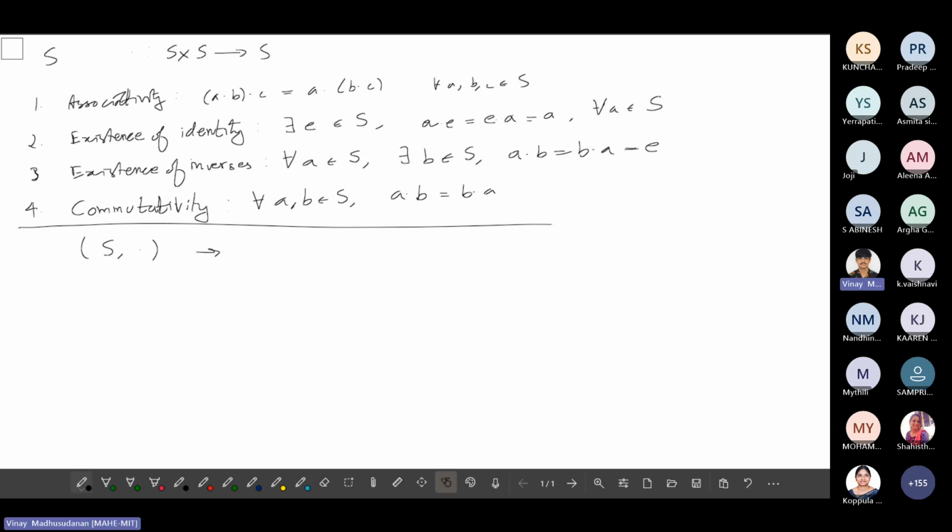If it's just this much without any properties, then this is called a magma. Okay, I think in an older terminology it's called a groupoid, but nowadays groupoid means something else. But it's called magma. Okay, just a set with a binary operation on it. Whereas if you have satisfying property 1, then just a set together with an associative binary operation is a semigroup.